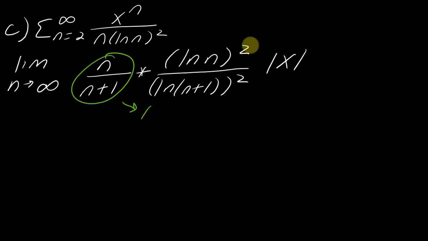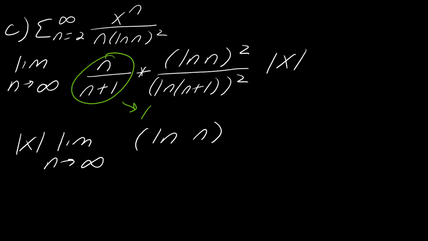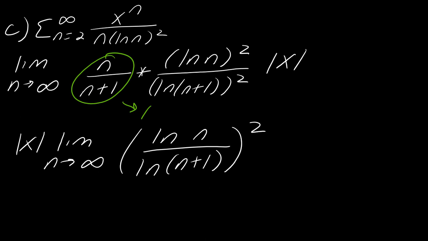Let's just focus on this part. I'll bring the absolute value of x out, and I'm going to focus on this part of the limit, which is the natural log of n over natural log of n plus 1, and all of this is being squared. There's a property of limits that says whatever this result is, you can just square that result, so I can take the limit of the inside and not panic too much about this square on the outside.